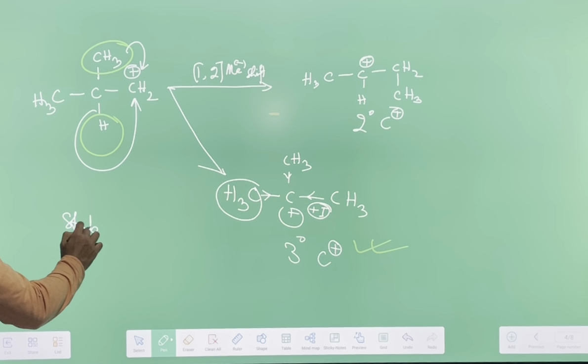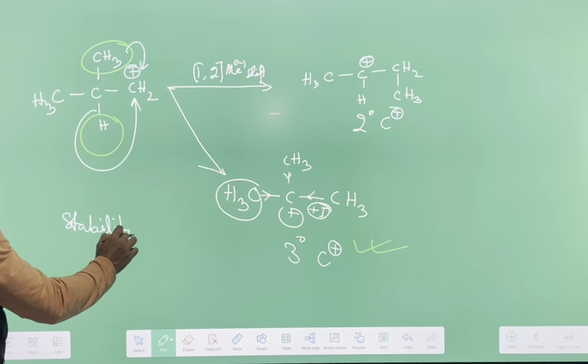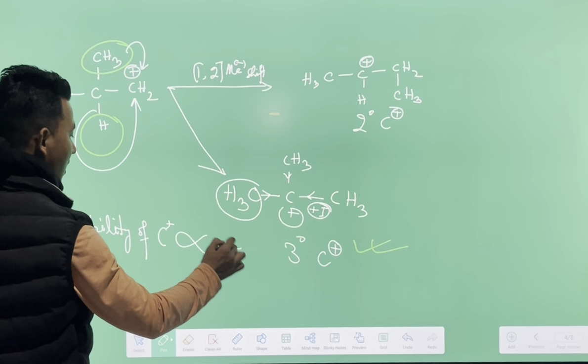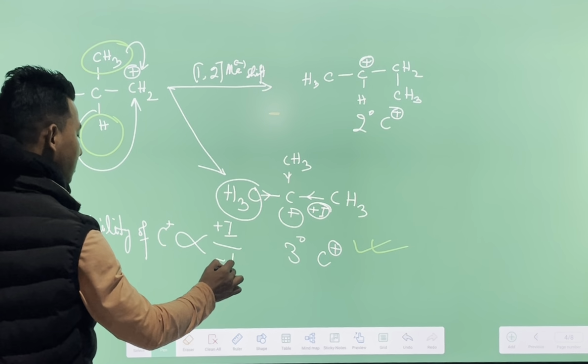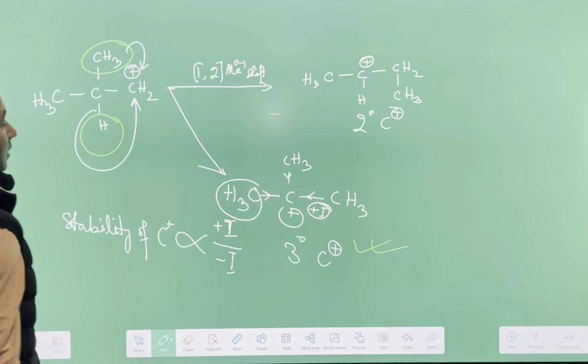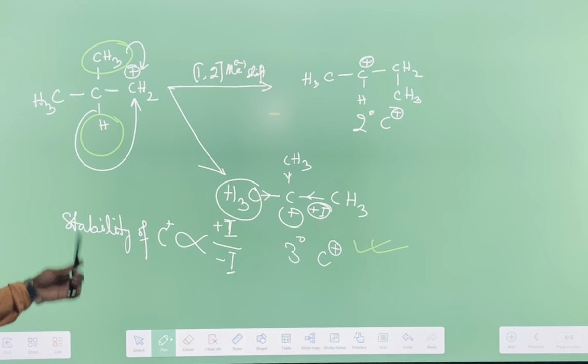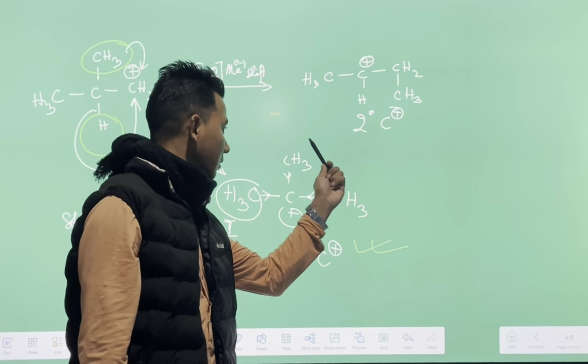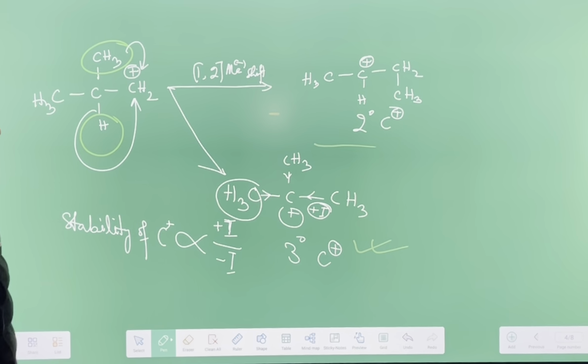Stability of carbocation is directly proportional to what? The plus I effect, and inversely proportional to the minus I effect. That's why this tertiary carbocation is more stable than the secondary carbocation.